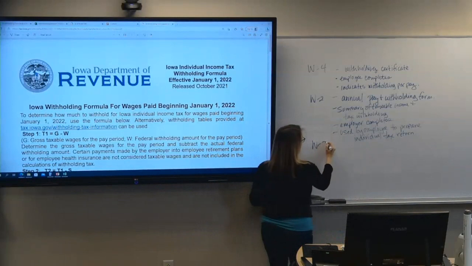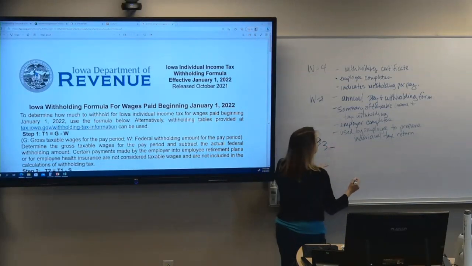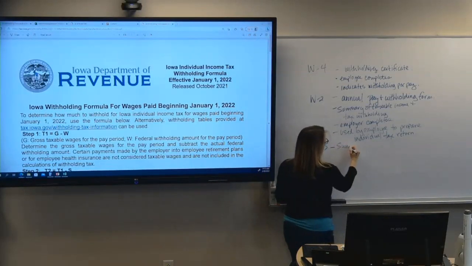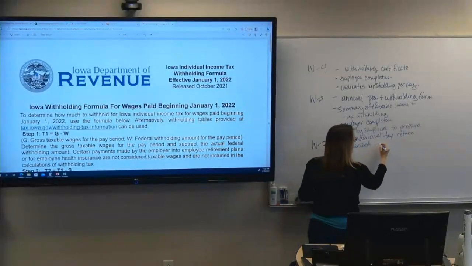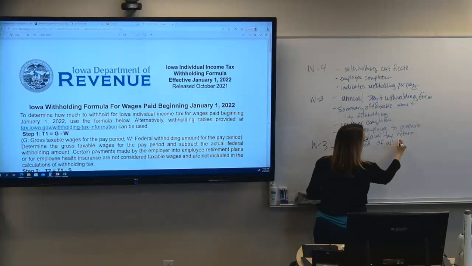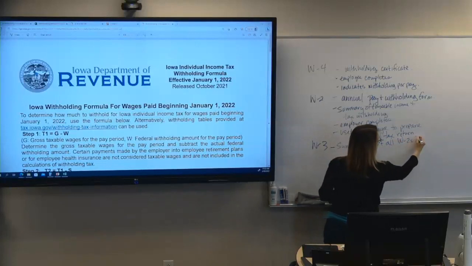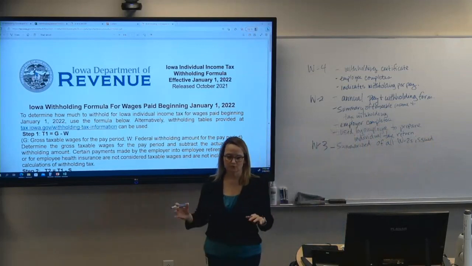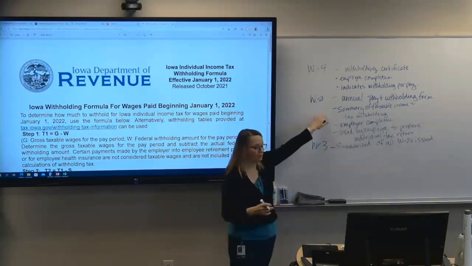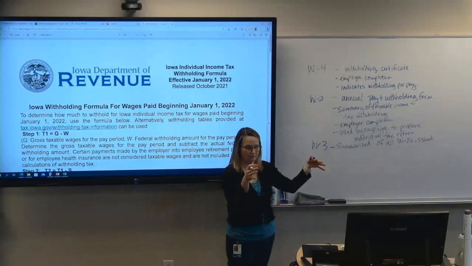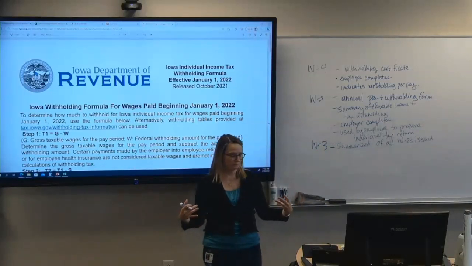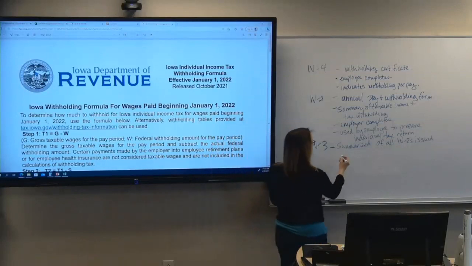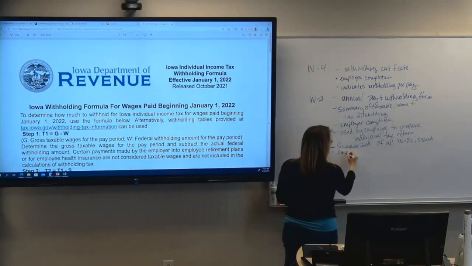The W-3 summarizes, or it's like a compilation of all W-2s issued. Okay, so it totals up all of those W-2s and puts it on one form. So it's not on a per employee basis, it's for the entire company. So this is the employer. Again, the employer completes this.